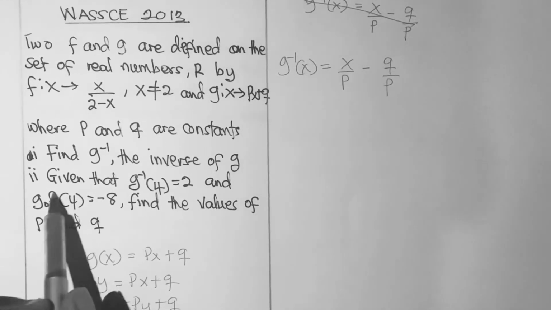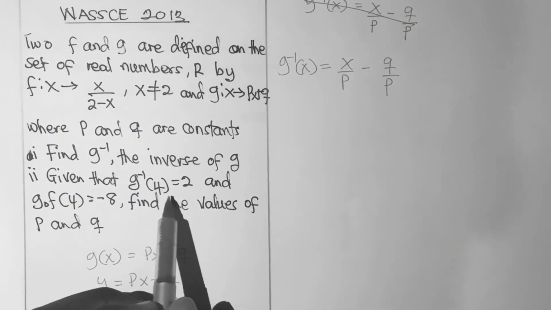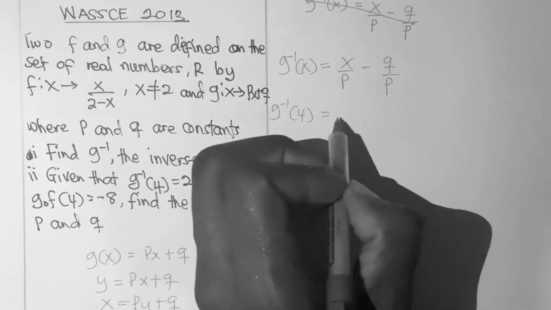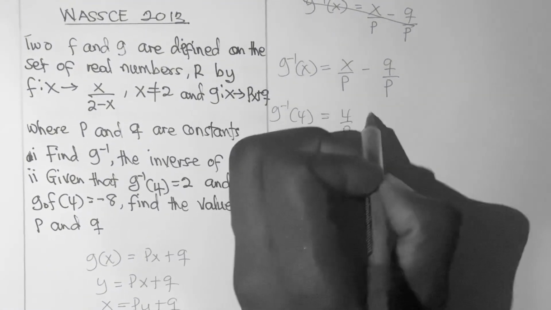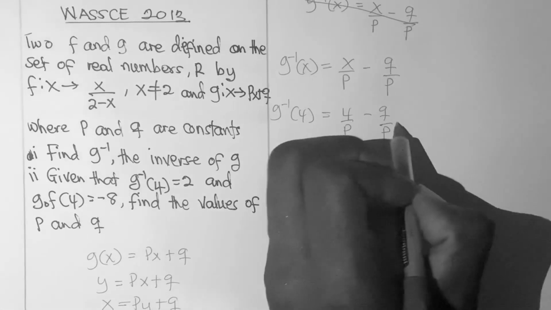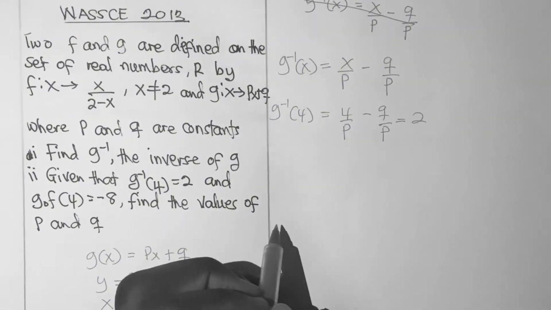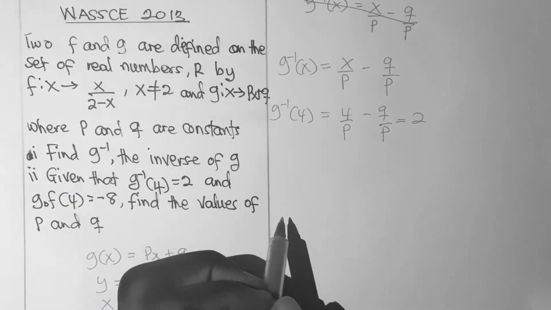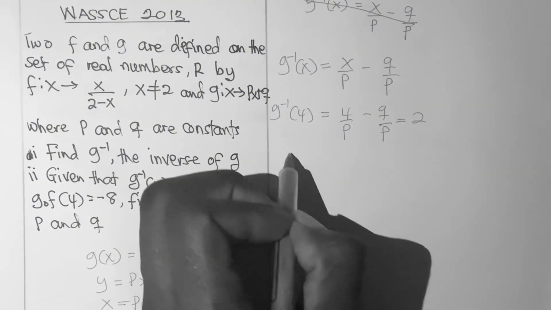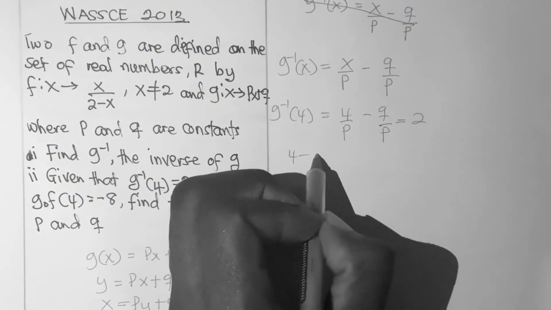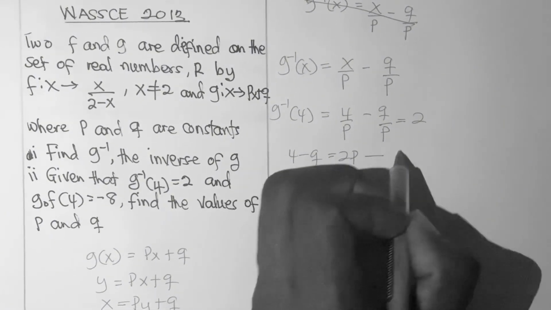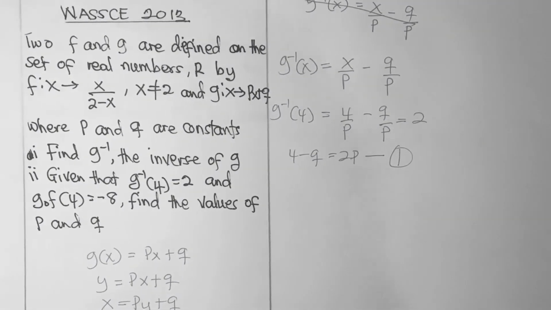Then the next part of the question says that g inverse of 4 is 2. So let's find g inverse of 4. That's equal to 4 divided by p minus q over p. And this is equal to 2. So in other words, 4 minus q is equal to 2p. And this is our equation 1.